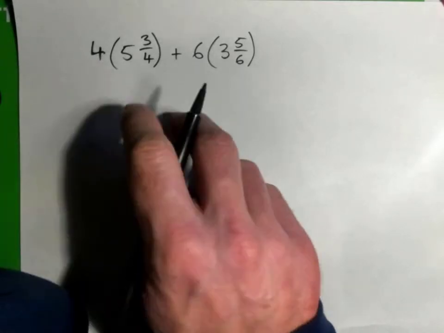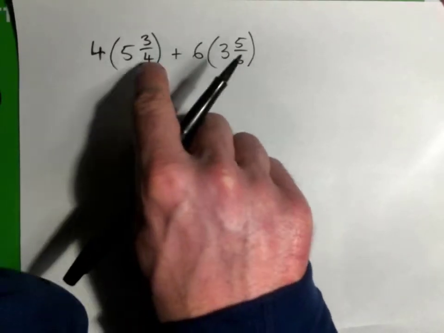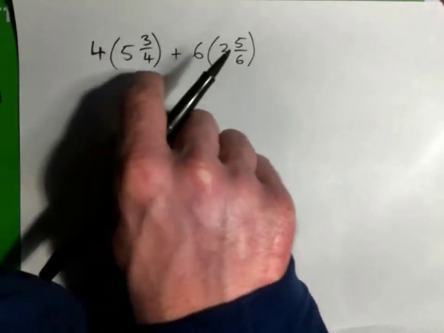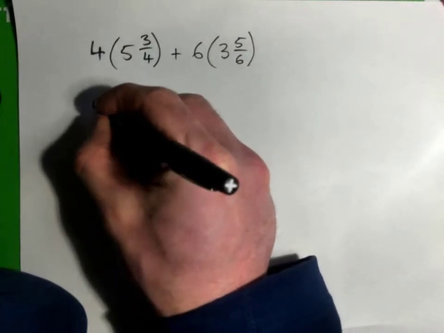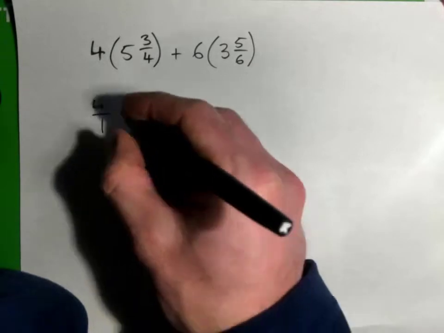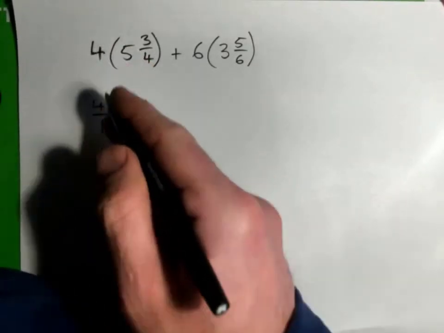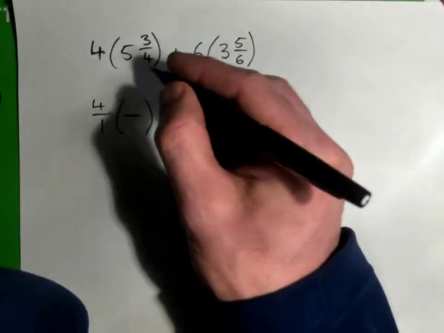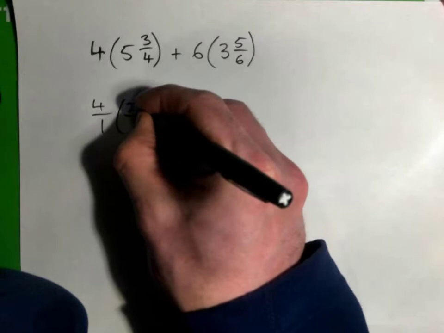Good idea. What a lot of students might think is, let's turn both of these numbers into a fraction so that we can then multiply. Because multiplying fractions is fun times. It's just multiply the tops, multiply the bottoms. So we can turn 4 into 4/1 and this into an improper fraction. 4 fives is 20. 20 and 3 is 23.